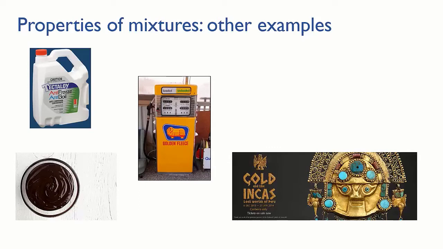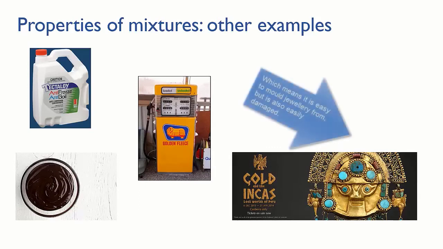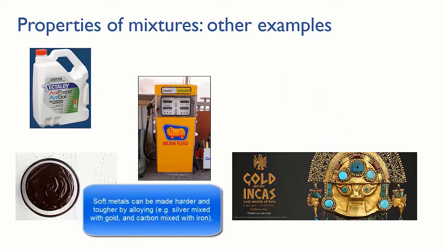Metal alloys are a very common example of mixtures. Since pure gold is extremely soft, it's usually alloyed with silver or other metals to make it stronger and harder. The carat measurement of gold is an indication of how much gold is in the alloy.